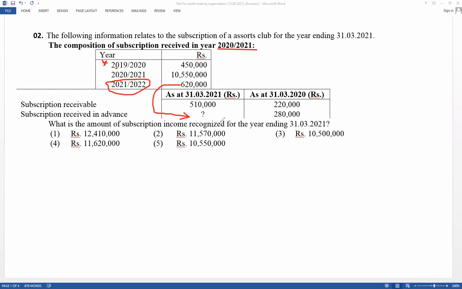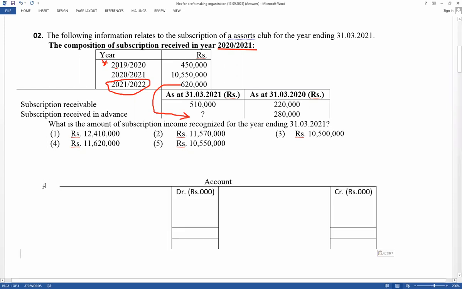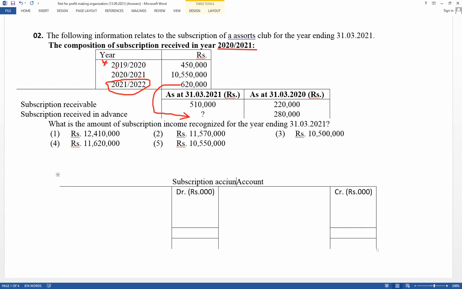In this example, it has not given subscription written off. Right, prepare the subscription accounts. First one, record given information. Subscription accounts. Given opening and closing balance, as well as subscription received in cash also given.